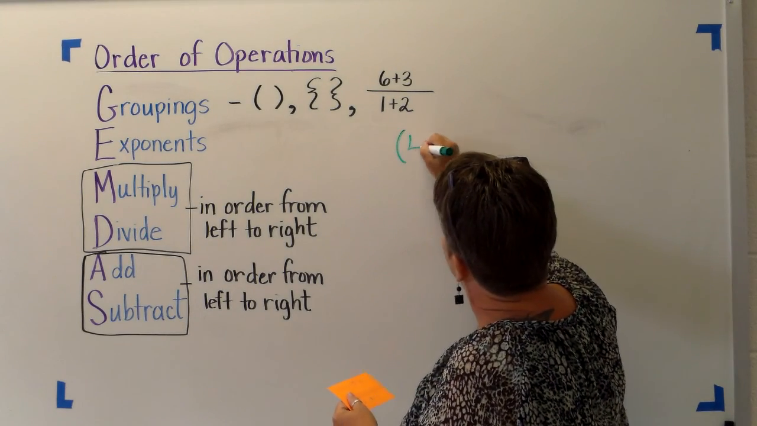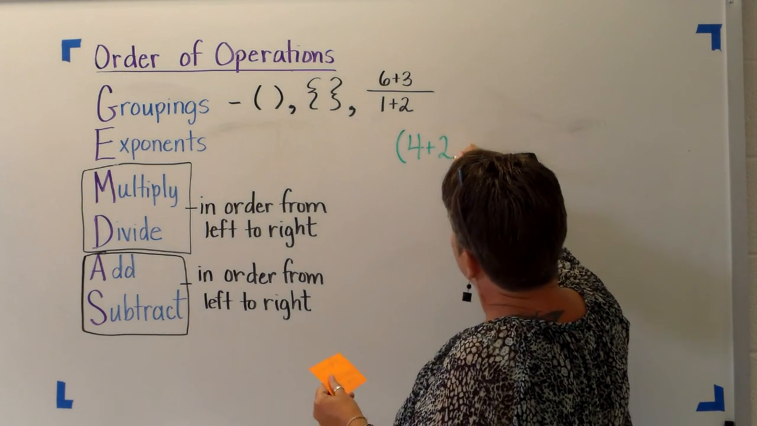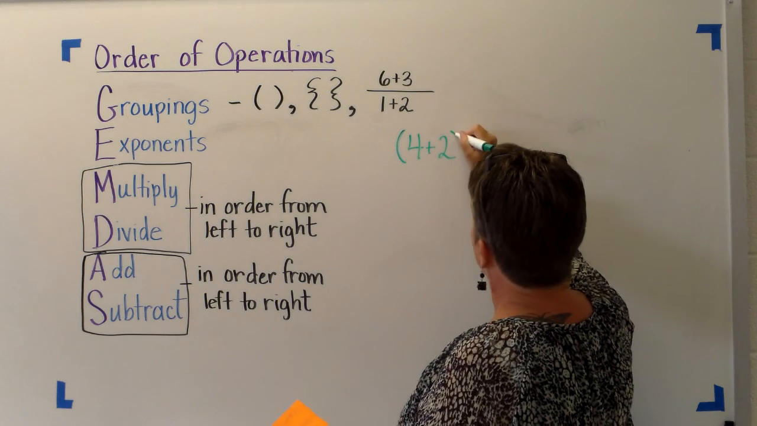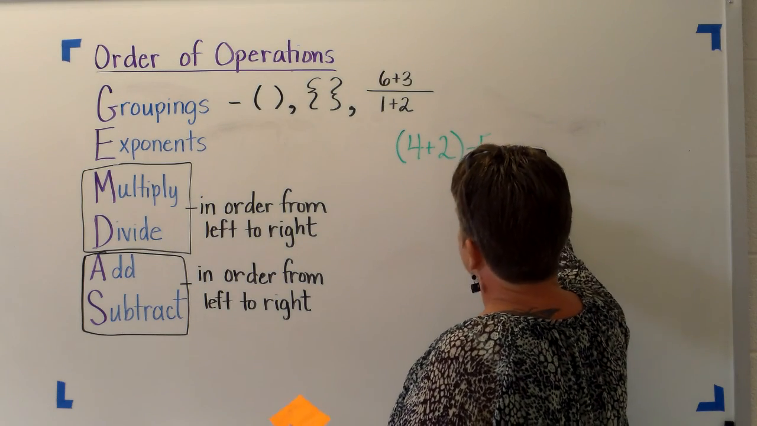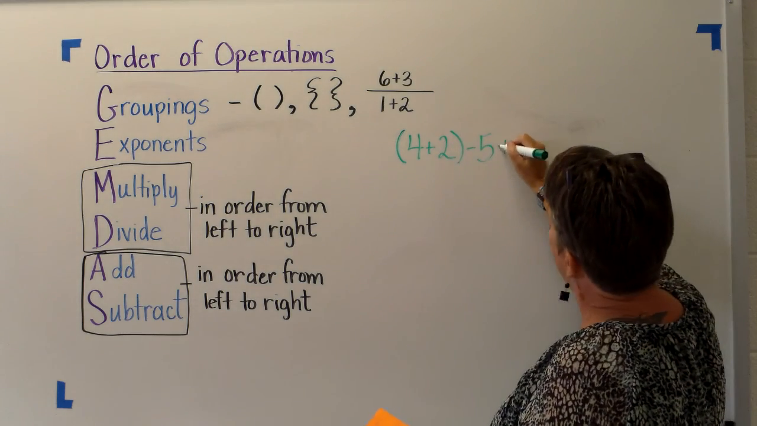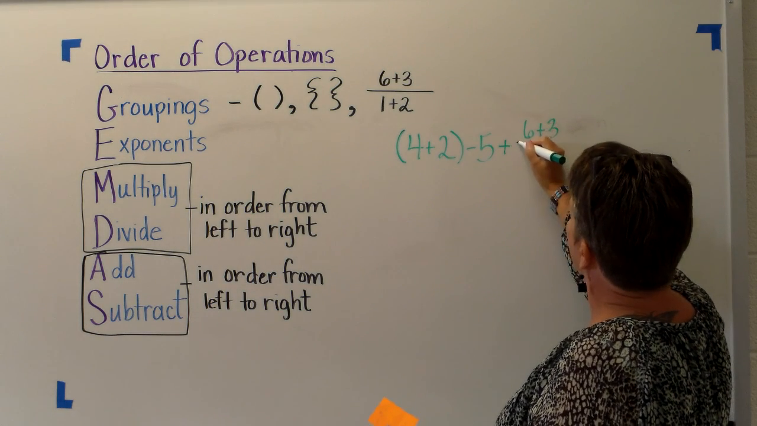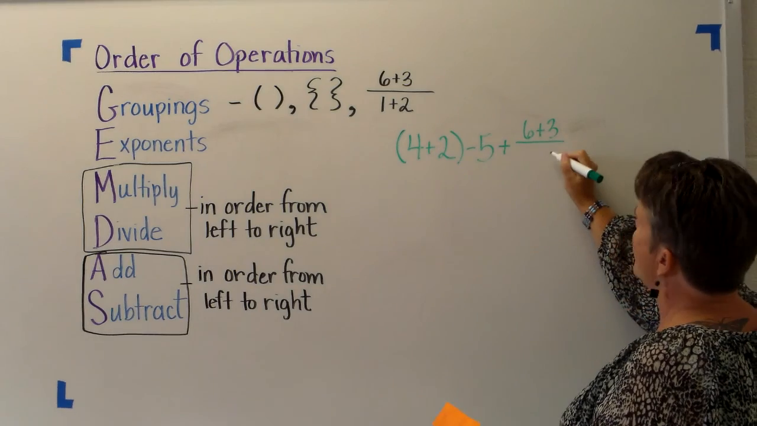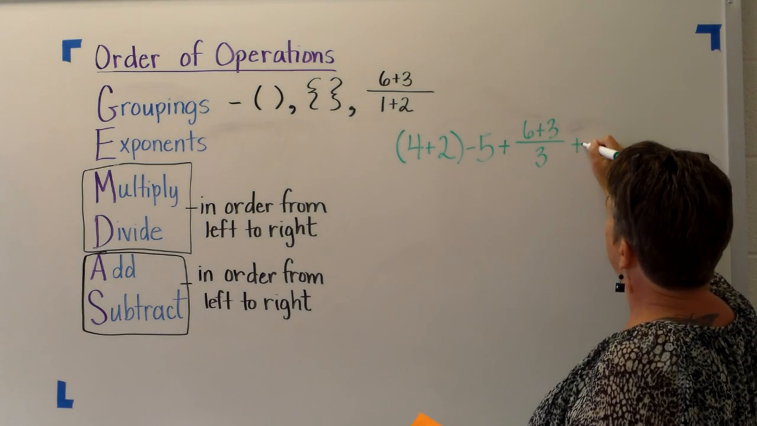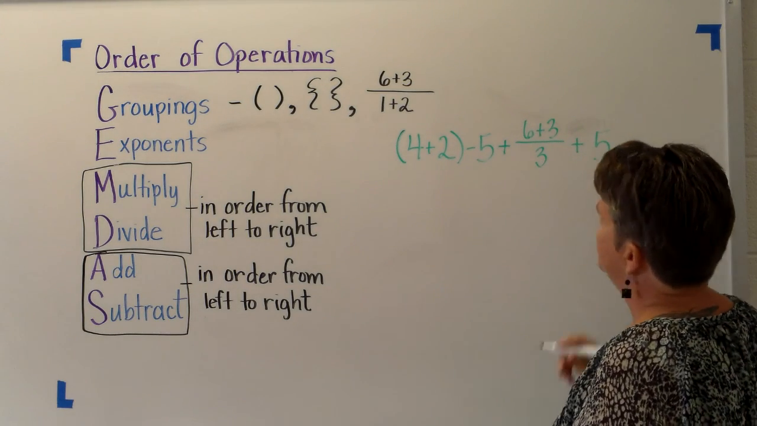The first one is going to be parentheses, 4 plus 2, parenthesis, minus 5, plus 6 plus 3 with a division bar over 3 plus 5.